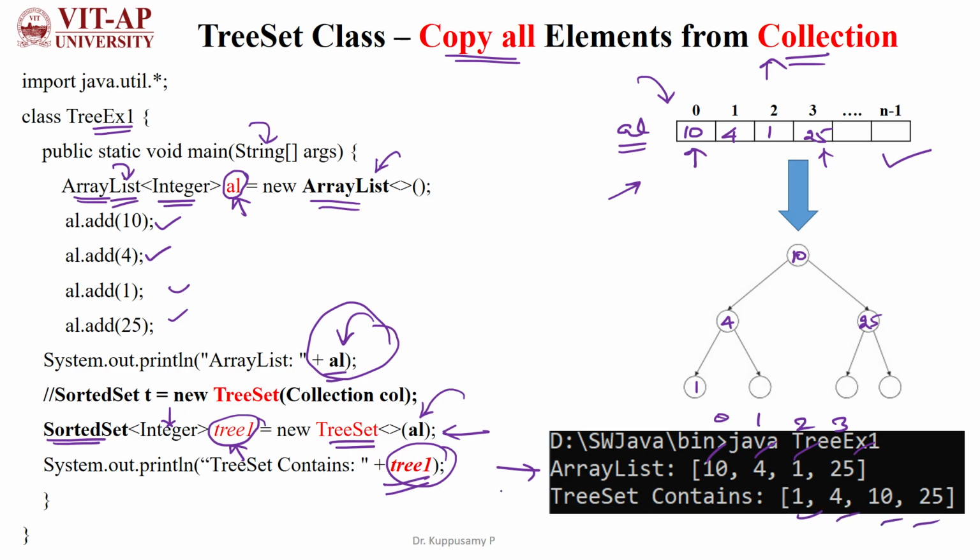You see we inserted 10, 4, 1, 25, but when you print the TreeSet, it orders the elements in ascending order by the built-in comparator, so the elements are sorted in ascending order. This is the way to copy all the elements from one collection to a TreeSet structure.